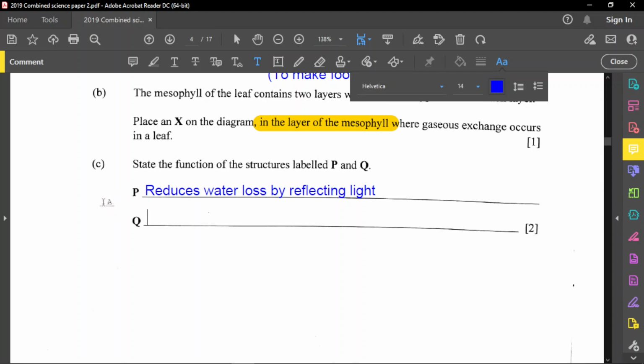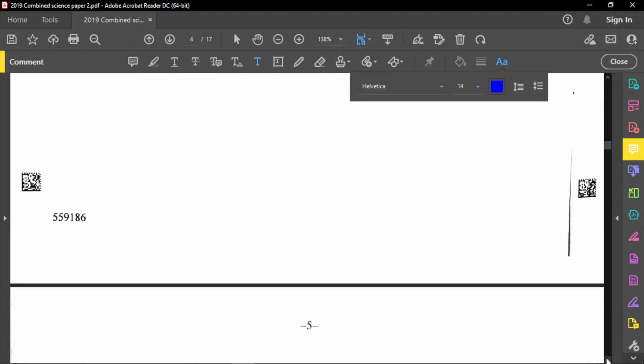All right, so Q now is to carry out photosynthesis, right? This is the main reason for these cells to carry out photosynthesis. And again, they are packed with chloroplasts, which means they are filled with chlorophyll as well.